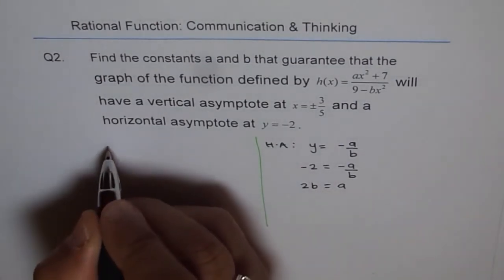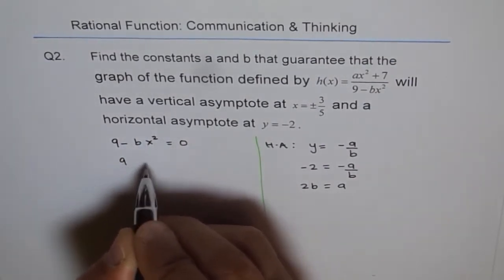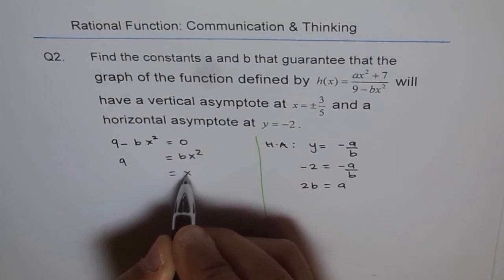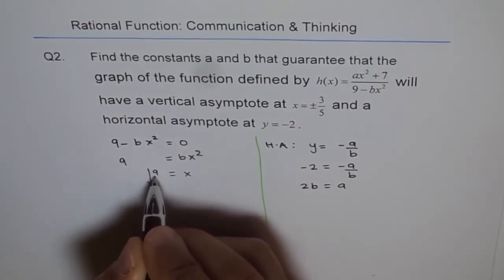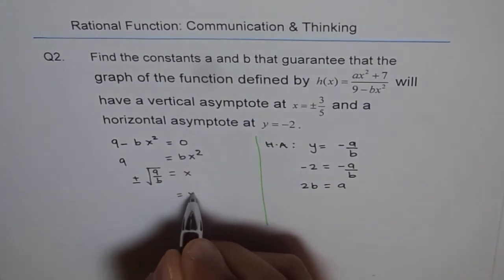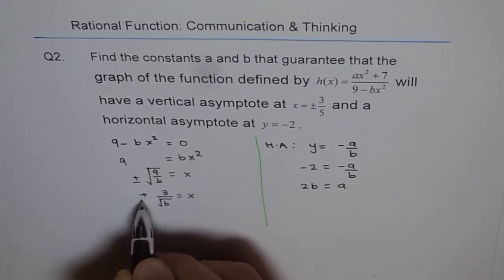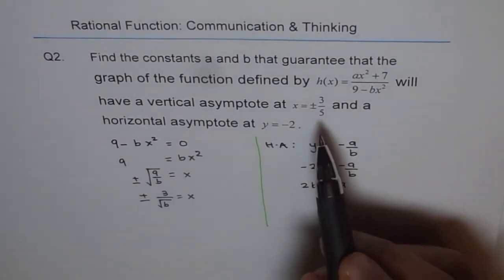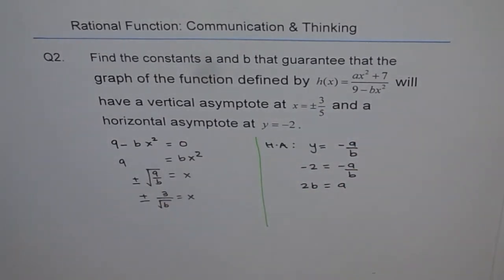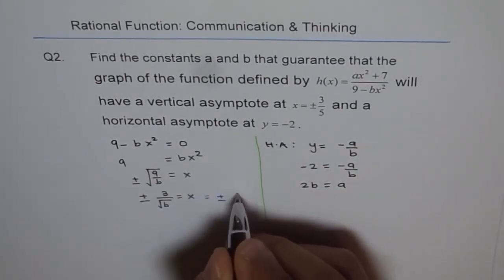Now, about the vertical asymptote, the denominator should be 0, right? That means we'll equate 9 minus bx square equals 0, and then we get 9 equals bx square, right? So x will be equal to the square root of 9 over b, which should be plus and minus, correct? Which is x equal to, the square root of 9 is 3, so I can write 3 over square root of b, plus and minus, right? But the value they want is plus and minus 3 over 5, right? Since we are given plus and minus 3 over 5, 3 is the same, so compare it with the value which you need, which is plus and minus 3 over 5.